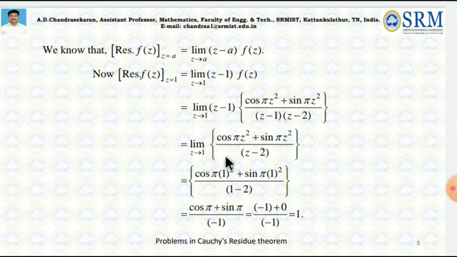Now substitute z = 1 in place of z. We get (cos π + sin π) / (1 − 2). Cos π is −1, sin π is 0, so the numerator is −1 and the denominator is also −1. So the final answer is 1. This is the residue of f(z) at the pole z = 1.